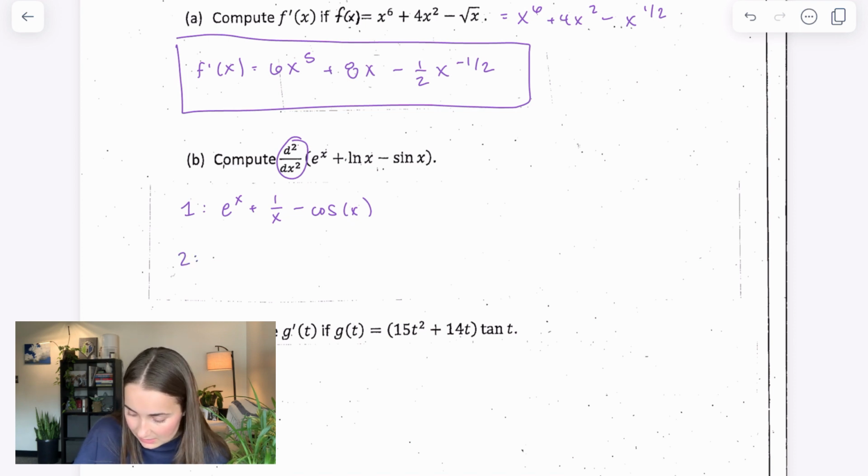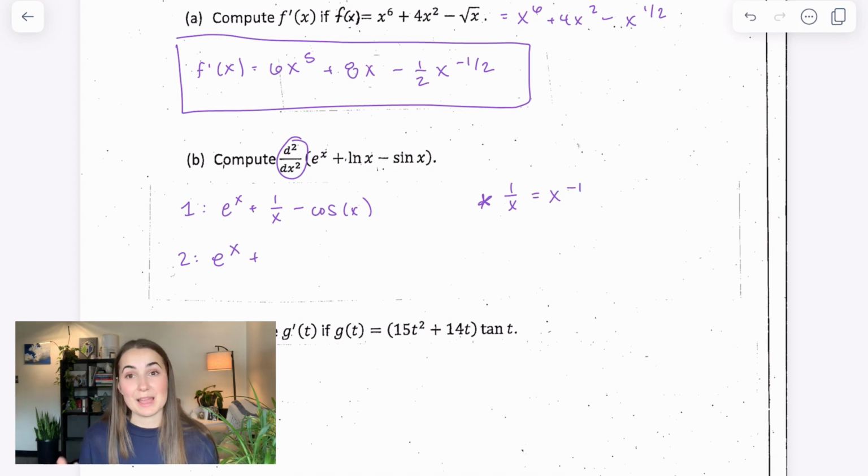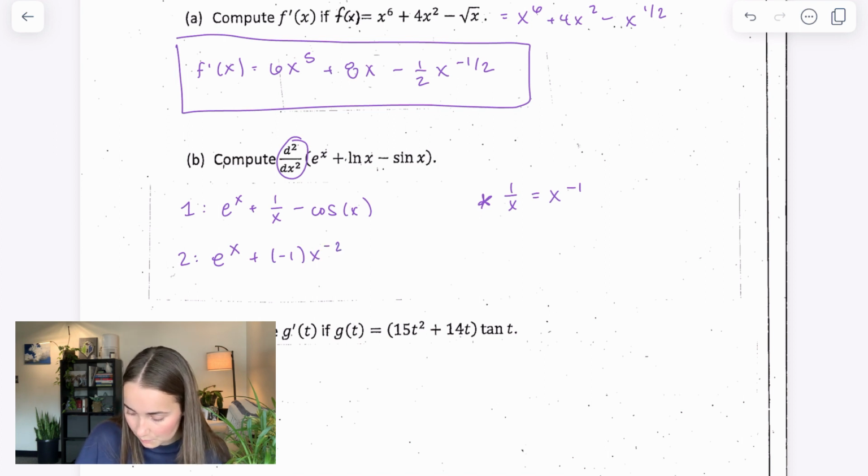So here we get e to the x plus, but now how are we going to take the derivative of 1 over x? Well, I'll write that over here. 1 over x can be rewritten as x to the negative 1, which means we can apply power rule. That negative 1 comes down, and then we subtract 1 from the exponent, so that becomes negative 2. Now the derivative of cosine is equal to negative sine.